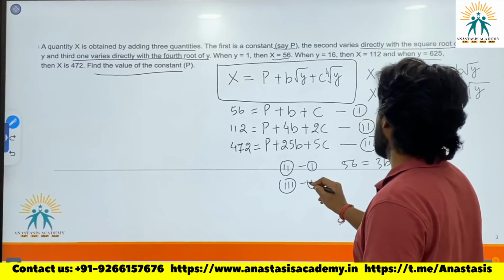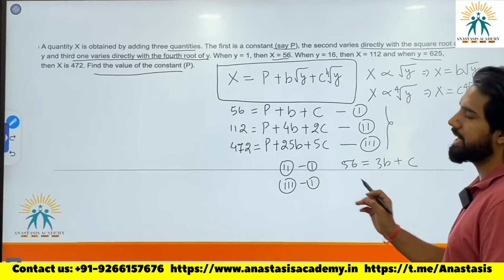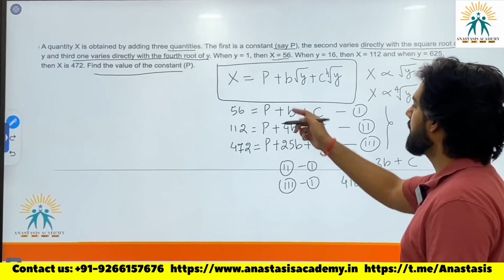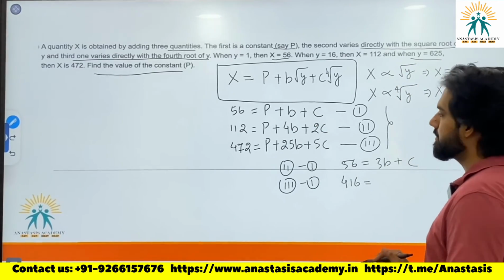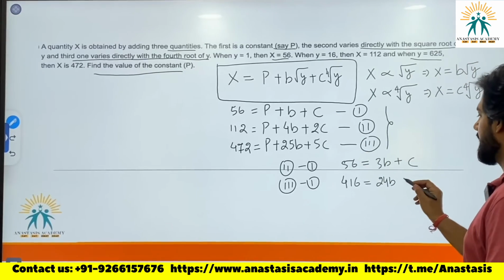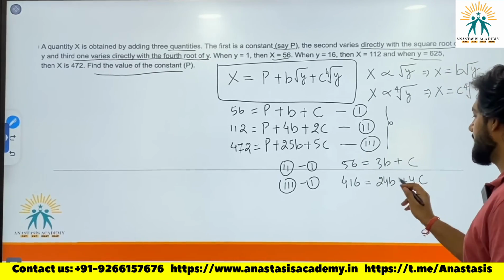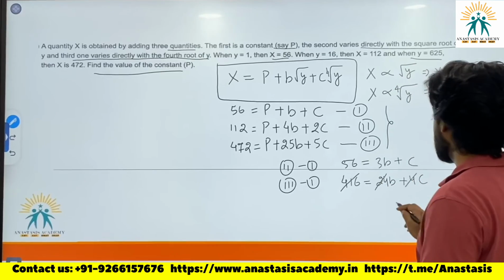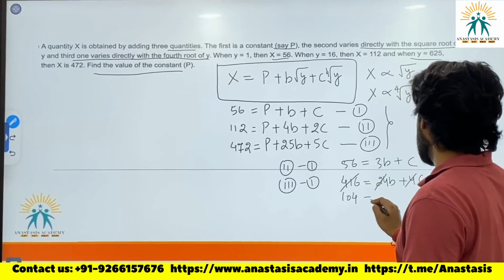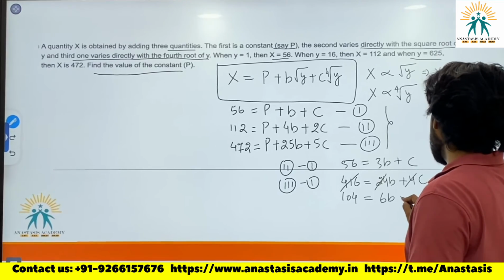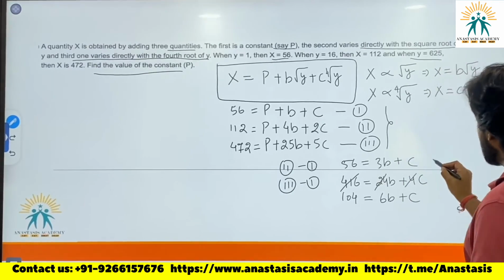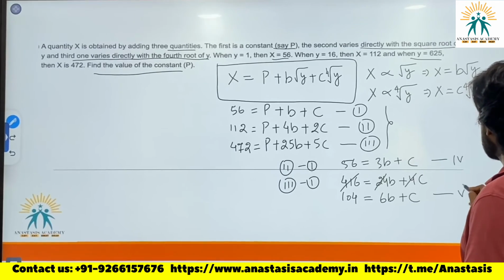And I am subtracting equation 1 from the third. I get 472 minus 56, so 416 is equal to 25b minus b, that is 24b, plus 5c minus c, that is 4c. These coefficients get cancelled by 4. This is 104 is equal to 6 times b plus c. I am calling this equation 4 and this is the 5th.